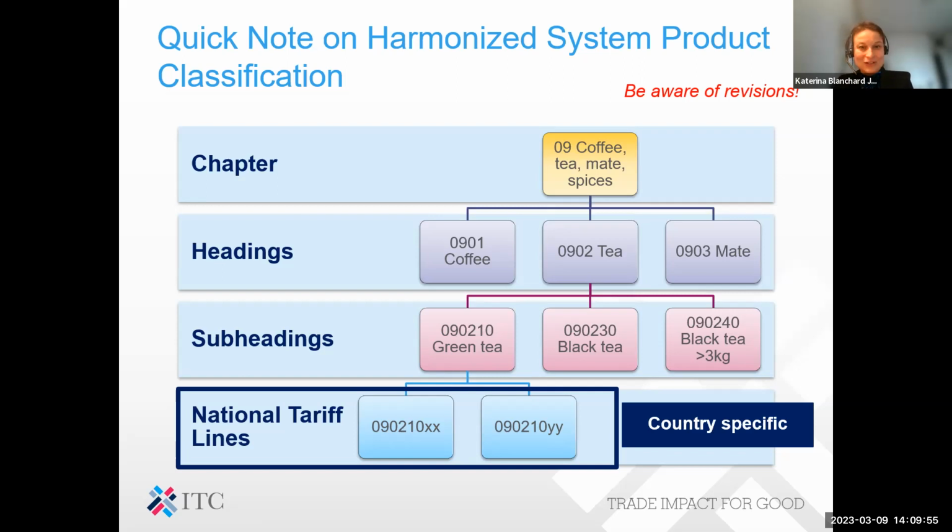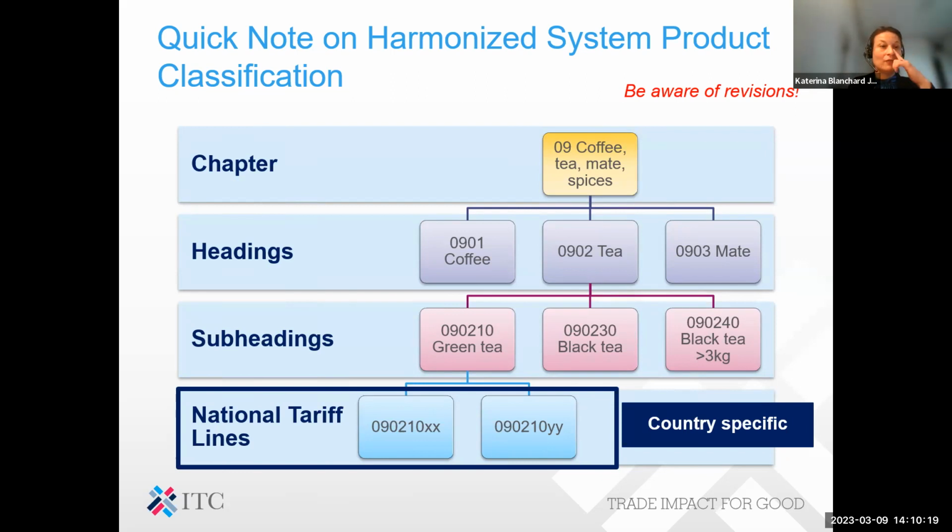When speaking about trade in goods, we need to know the Harmonized System product classification. This is the classification of trade in goods maintained by the World Customs Organization. And this classification is used for more than 98% of all merchandise trade globally. So this Harmonized System is very easy to use.